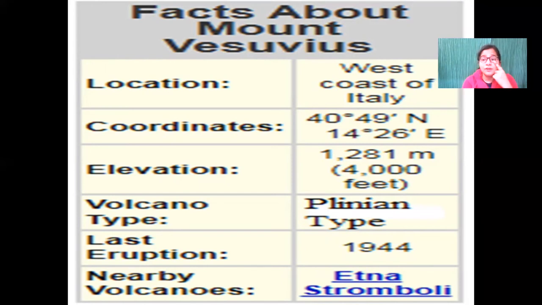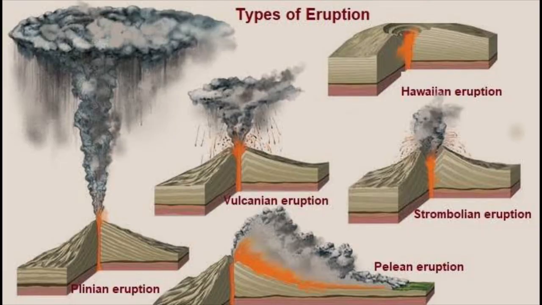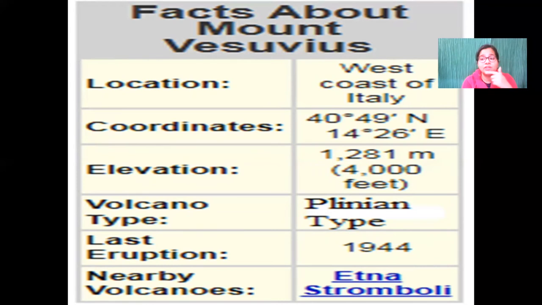You will find another word, Plinian type. There are several types of volcanic eruption: Hawaiian, Strombolian, Vesuvius, Pelean, Plinian. Plinian is the last category of the type of volcanic eruption. Why? Because Plinian represents the most disastrous volcanic eruption that can take place on the Earth's surface. Now, the type of volcanic eruption is always determined by the amount of silica content. The more the amount of silica, the more the viscosity. So the magma won't be able to flow freely.